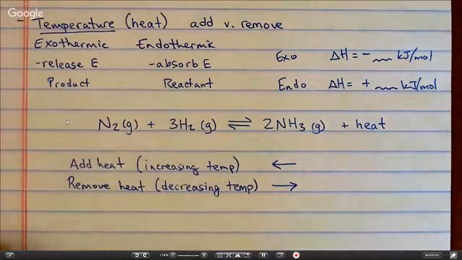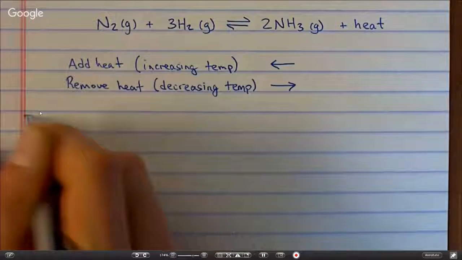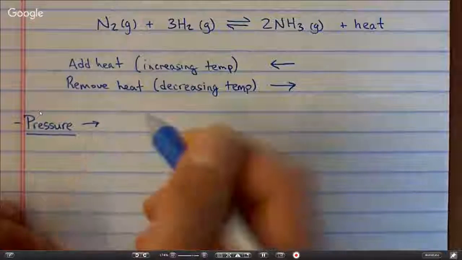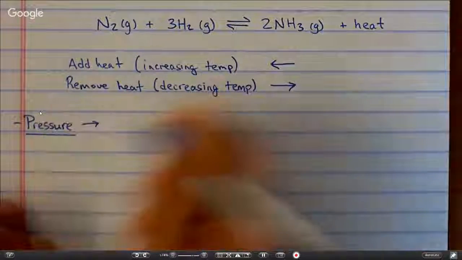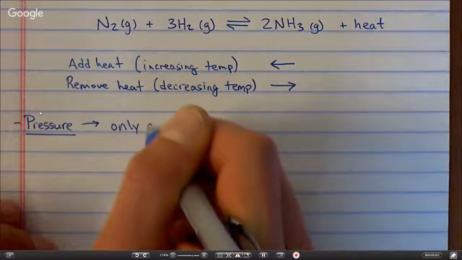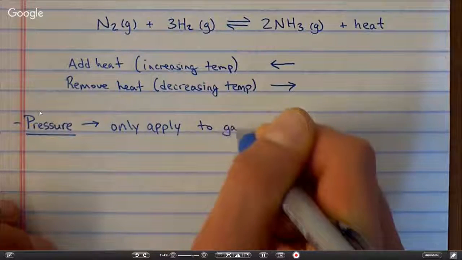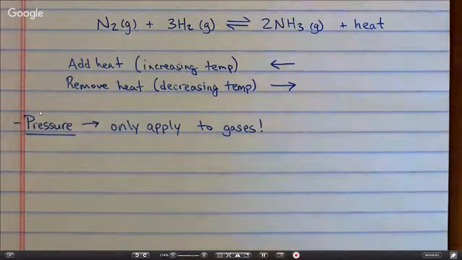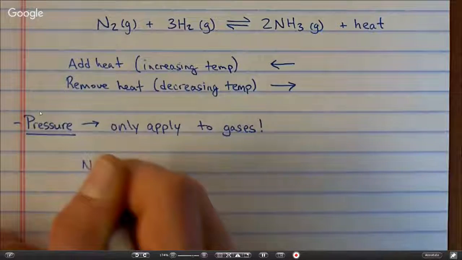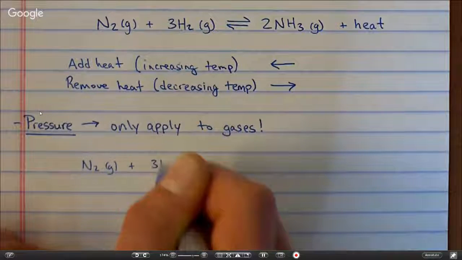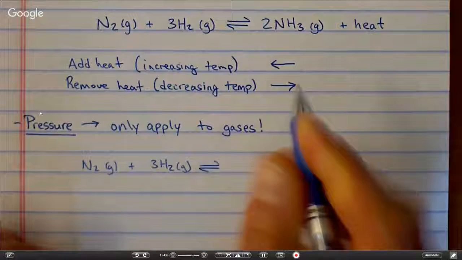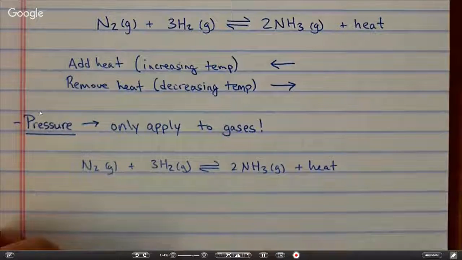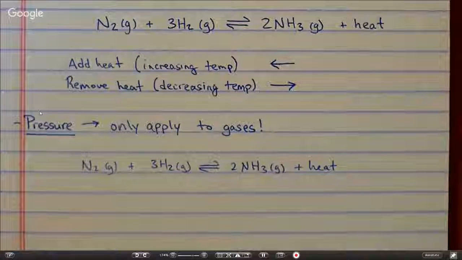The next thing that we're going to look at here is pressure. Pressure can be a little bit trickier, but something to keep in mind is that pressure, and thereby volume, which I'll get to in a moment, will only apply to gases. So if you have an equilibrium that has something that's aqueous, we don't count it for the effect of pressure. I'm going to use the same equation from above and rewrite it: N2 gas plus 3 hydrogens gives us 2 ammonia plus heat. The heat's not going to have any role here with the pressure component, but we're still including it so you're used to it.